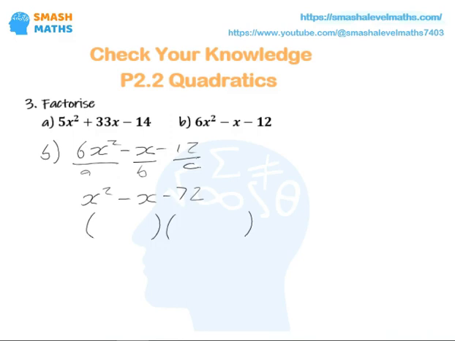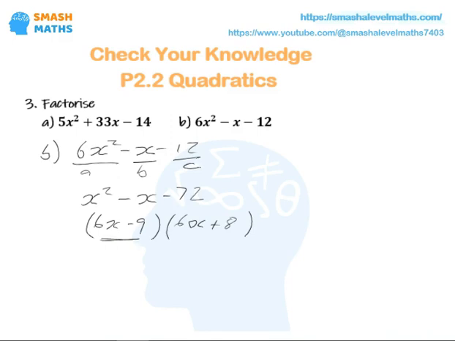Now we've got to factorise that one. So 8 and 9. So we've got x minus 9, x plus 8. Now the 6, the A coefficient, let's just pop those back in there. And like I say, it seems slightly odd, but that's what you need to do to get this method to work.